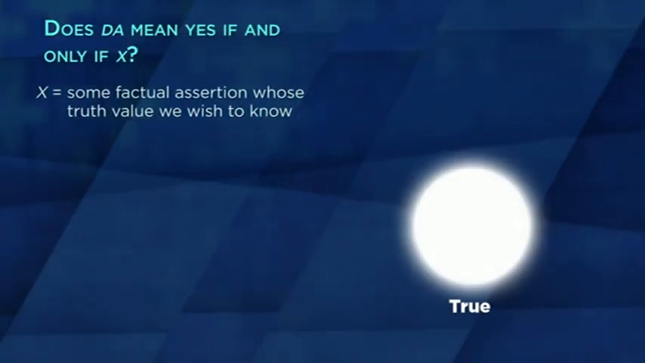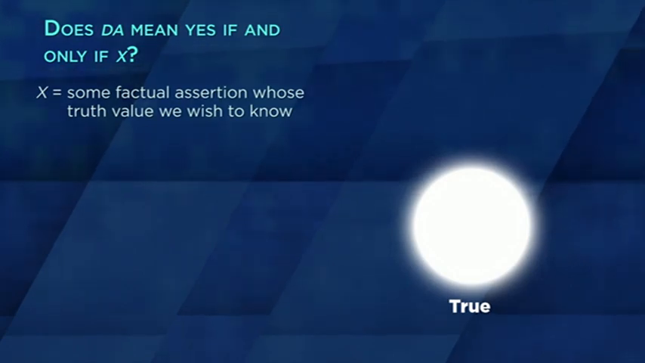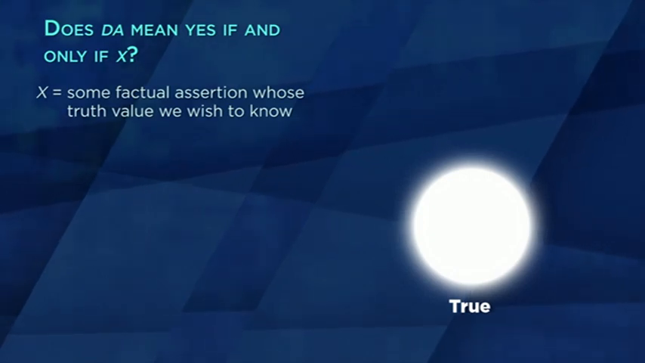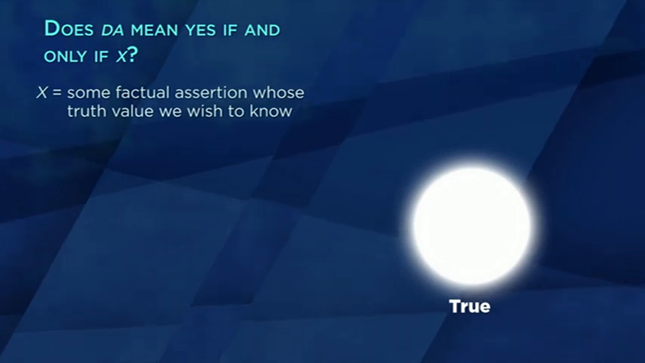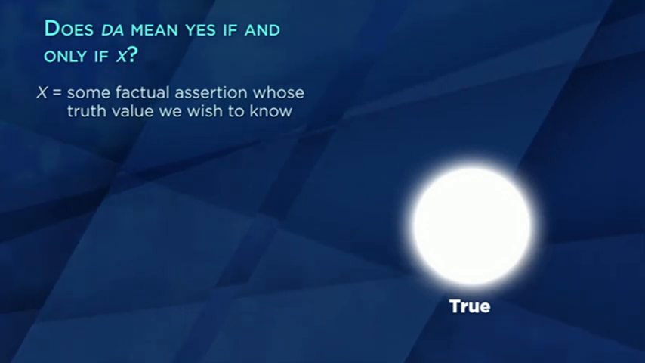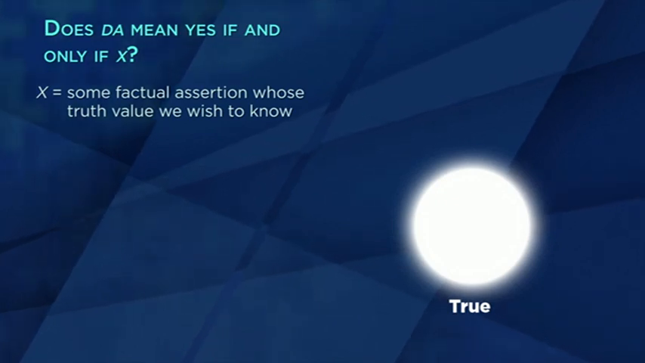The principle that we just discovered, that biconditional statements can be used to get direct answers to direct questions, so long as Random is out of the picture, continues to work even if the gods answer with da and ja. To see this, suppose you're definitely talking to True, and suppose X represents some factual assertion whose truth value we wish to know. We can ask, does da mean yes if and only if X? It turns out that an answer of da means that X is true, and an answer of ja means that X is false.